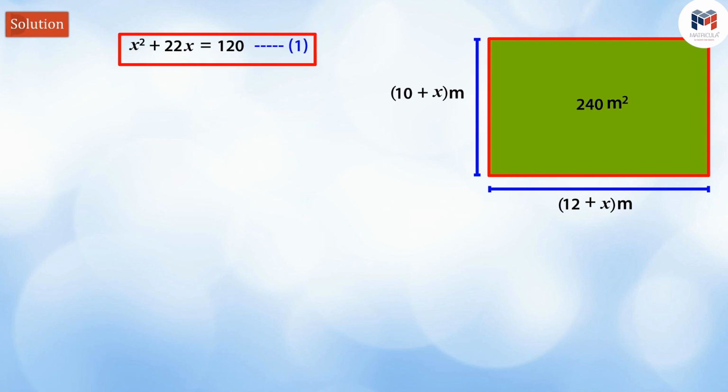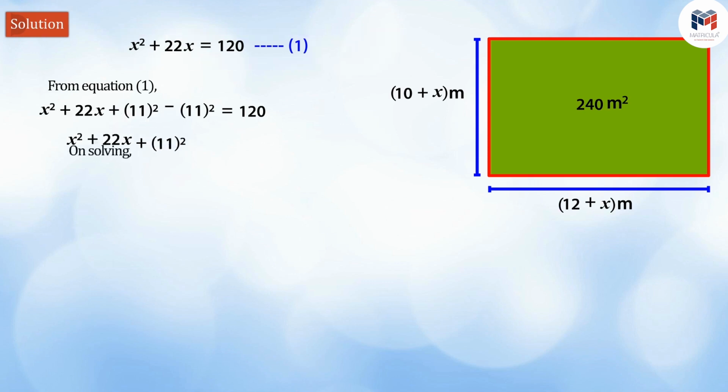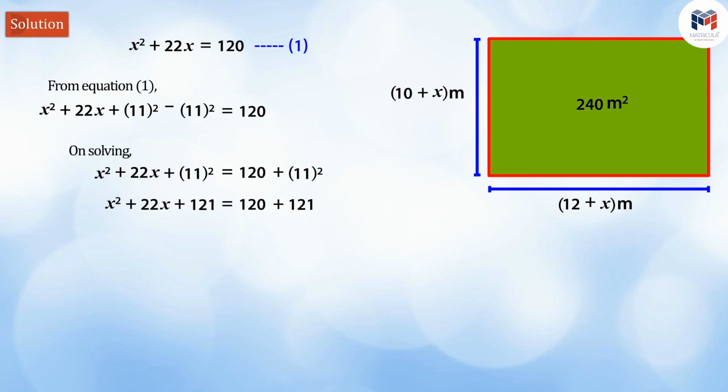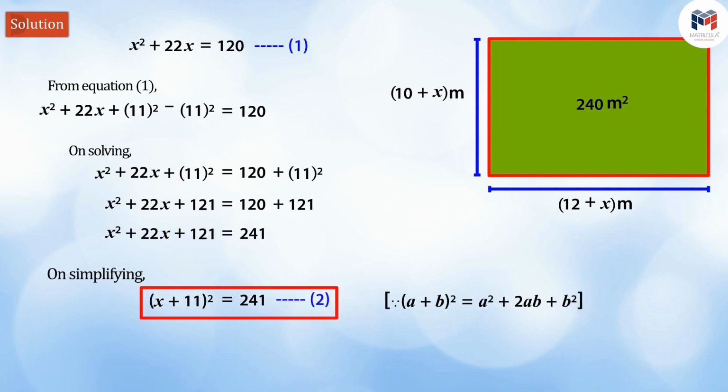Now, if we divide the coefficient of x in equation 1 by 2, we get 11. Let us add and subtract the square of 11 to the left side of equation 1 to keep the equation balanced. When we solve this equation, we get x square plus 22x plus 121 equal to 241, which can be represented in the given manner in equation 2.